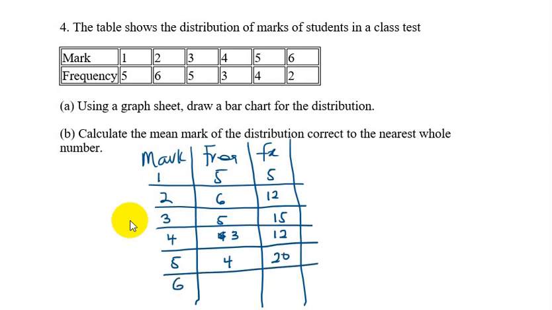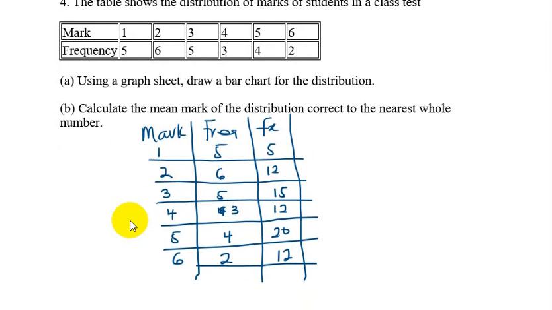And we have mark 6, we have frequency 2, we are getting 12. So we will find the total of the frequency and that of the fx. So let's do the calculation here. 5 plus 6 will give me 11. 11 plus 5 will give me 16. 16 plus 3 will give me 19. 19 plus 4 will give me 23. 23 plus 2 will give me 25. So sum of f will give us 25.